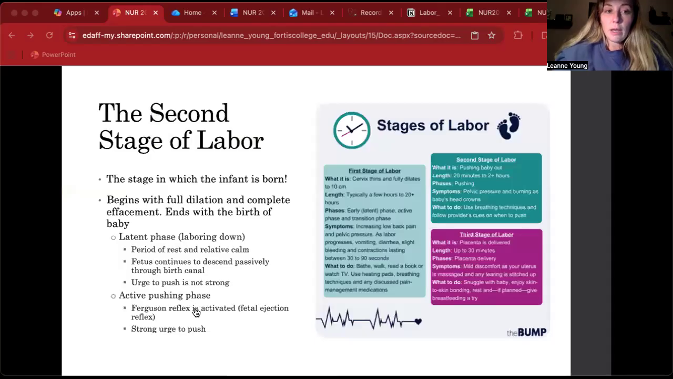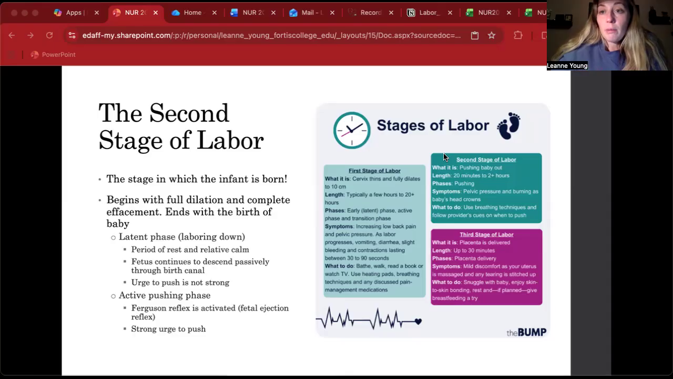The second stage of labor. This is the stage when the baby is born. It begins with full dilation and complete effacement, and it ends with the birth of the baby. So we also can break the second stage down into two phases, the latent and the active pushing phase. So laboring down, that just means it's a period of rest and calm, where the baby is just passively kind of descending through the vaginal canal.